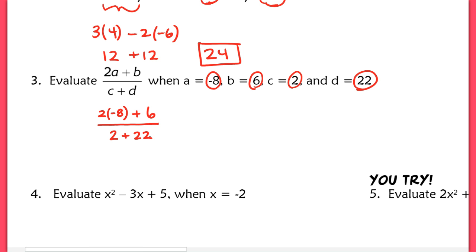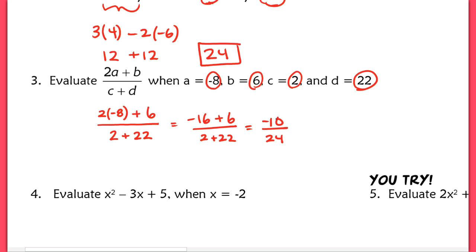So now we're just going to simplify this using order of operations. Now in order of operations, we need to multiply before we can add. So we're going to multiply 2 times negative 8 first. So we get negative 16, then plus 6. And then in the denominator, you can either rewrite this one more time, or you can just simplify the denominator too. So you could have written 24 in the denominator because 2 plus 22 is 24. And for negative 16 plus 6, we get negative 10.